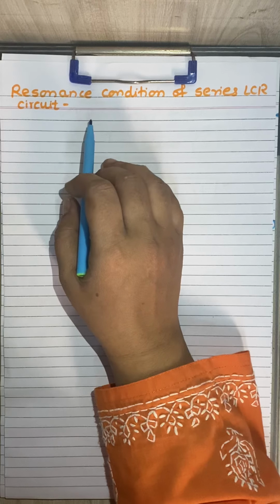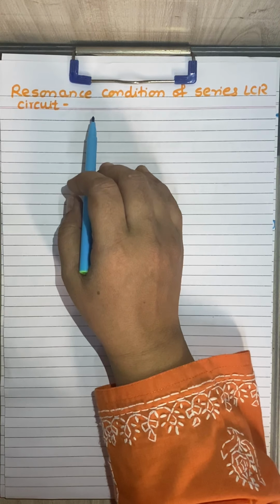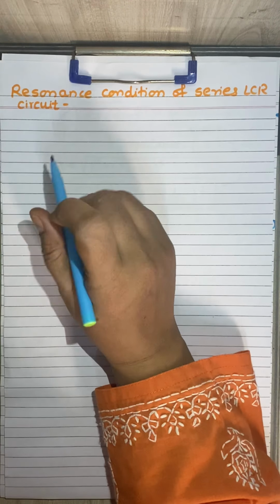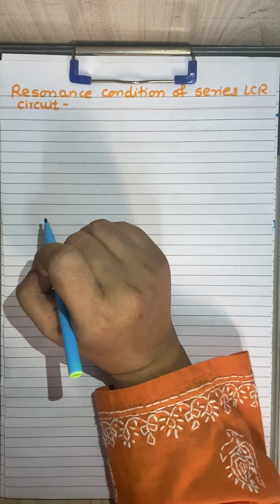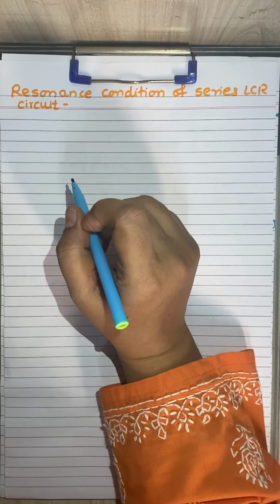Generally in radios we use tuning circuits, and this type of series circuit is used. Resonance is the phenomenon observed in those tuning circuits. So what is resonance? Let us go for that.